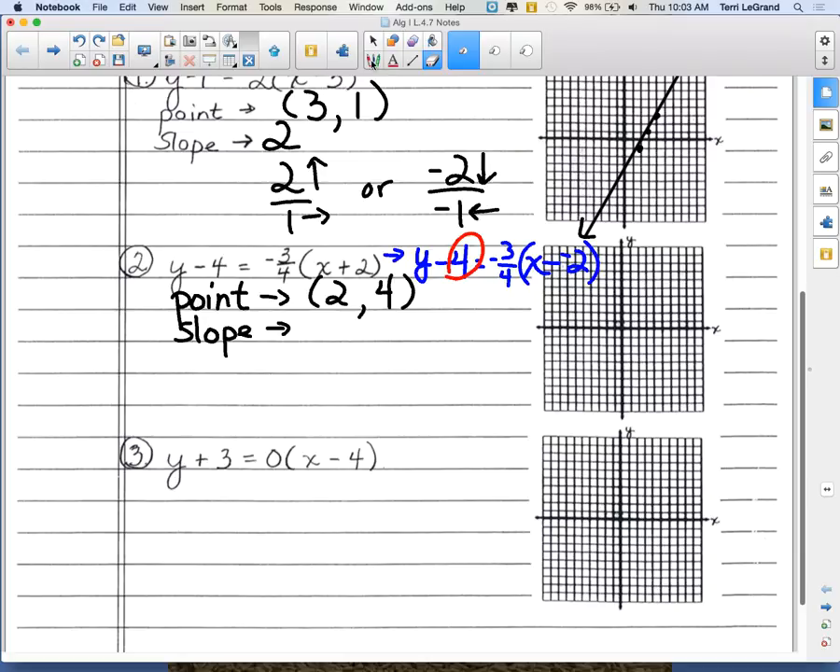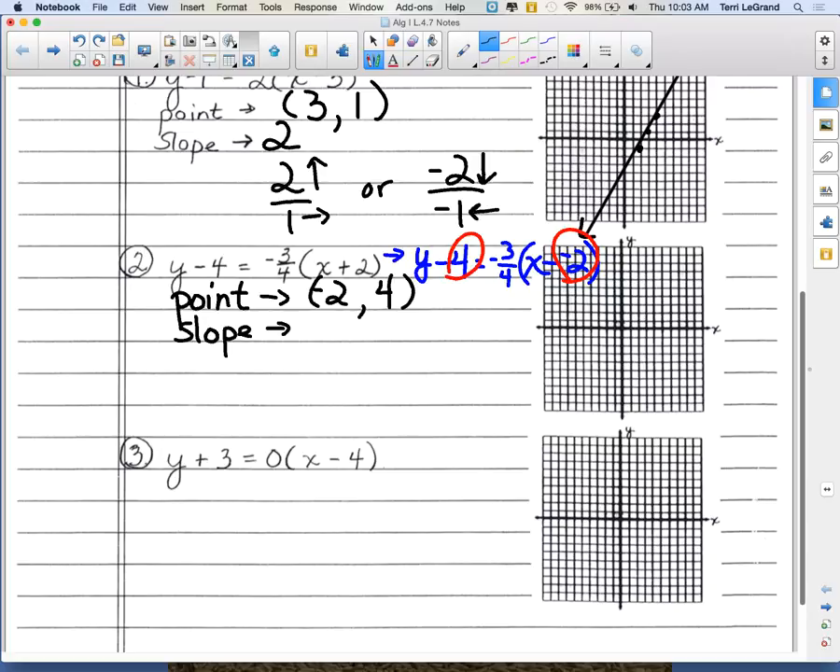And then what's being subtracted from the x value? Negative 2. So we need our x value to be negative, not the y value. So our ordered pair is really negative 2, 4.